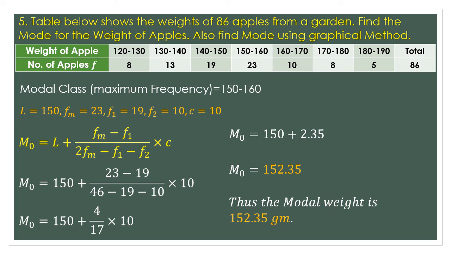Now we have to depict the same data using a histogram. All the class lengths are equal, so we don't have to find the proportionate frequency here. The classes are 120 to 130, 130 to 140, and so on, and the maximum frequency is 23, so we will have to draw our frequency axis accordingly.